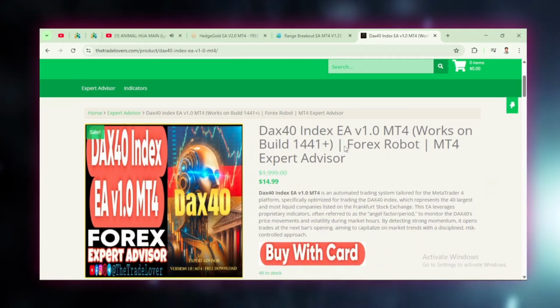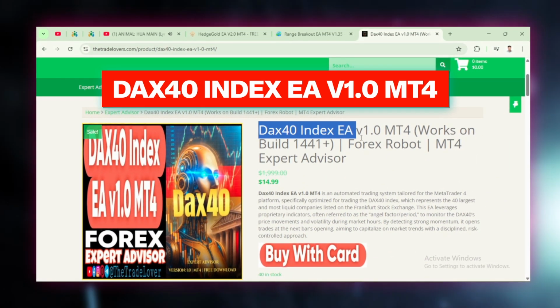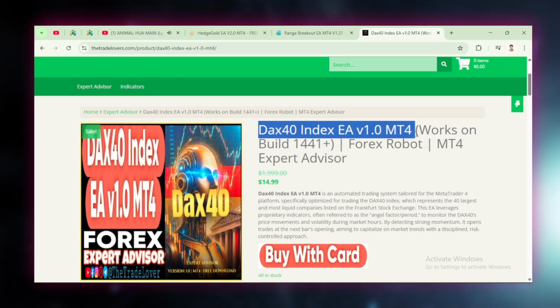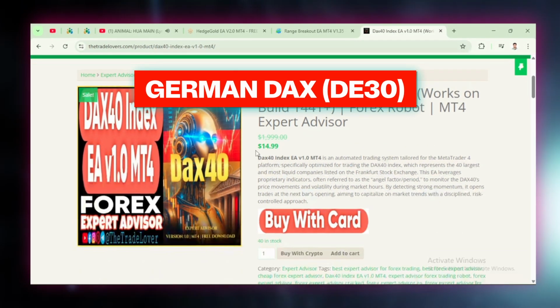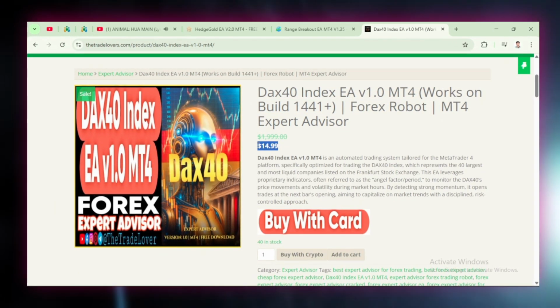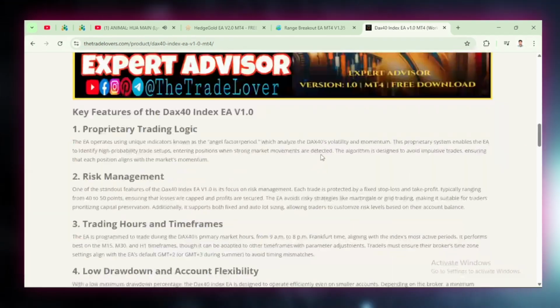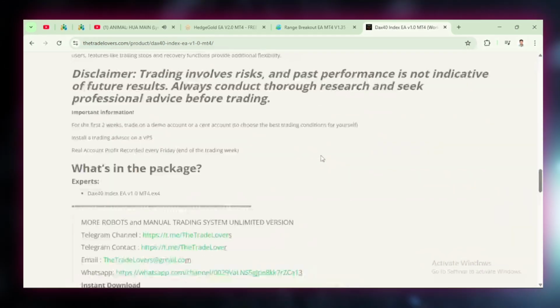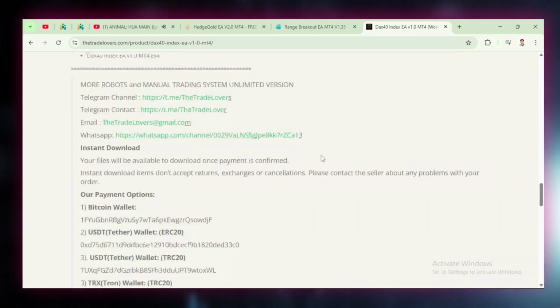Today we're presenting DAX40 Index EA V1.0 MT4, an advanced expert advisor created by YoForex Premium, specially designed for trading the German DAX40. This bot uses smart volatility detection and trend logic to capture precise entries while maintaining a controlled risk trading structure. It's built for traders who want reliability, stability, and consistent automated performance on the MetaTrader 4 platform.